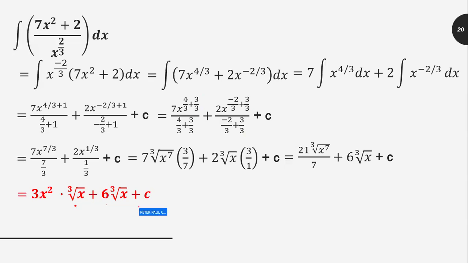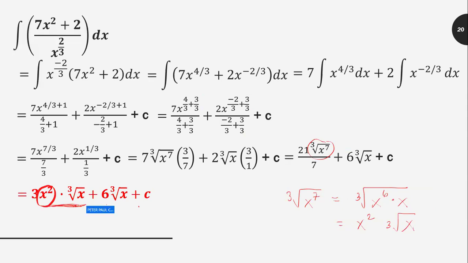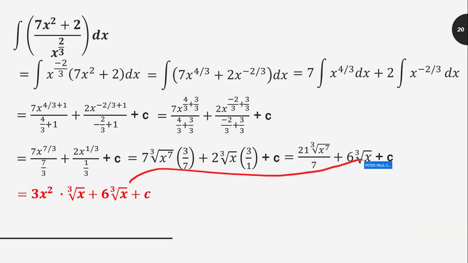So how did we get x squared here? Look at the cube root of x raised to 7. We can simplify it as the cube root of x raised to 6 times x. Then 6 divided by 3 is x squared. Then we have the cube root of x. So this is where this came from. And then we simply attach the coefficient 21 over 7, which is 3 there. Then simply copy this one, and that becomes the final answer.